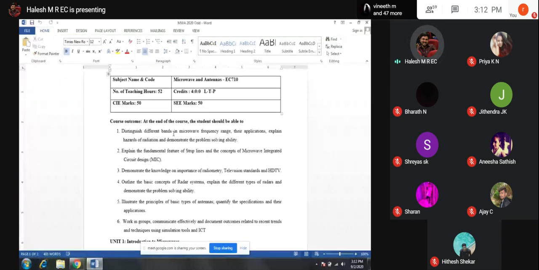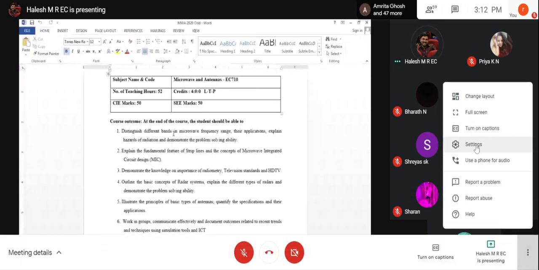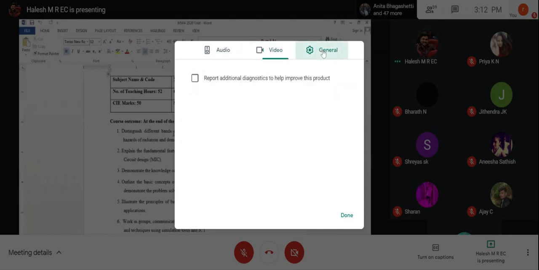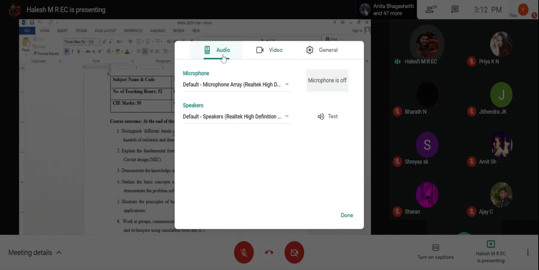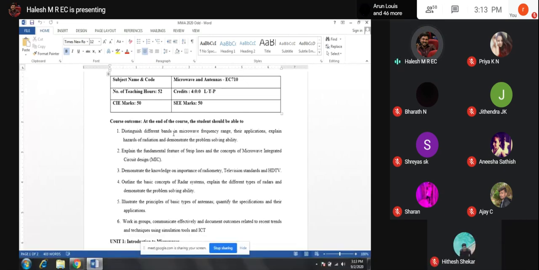The third CO: demonstrate the knowledge of importance of radiometry, television standards, and HDTV. You have certain things to discuss about television, HD, audio, video signals, how the television works, how cable channels work, and all those things. The fourth outcome: the basic concepts of radar systems. In the fourth unit, you'll be discussing radar systems, different types of radars, and problem solving in the same. Fifth, illustrate the principle of basic types of antenna, different types of antenna with certain specifications.